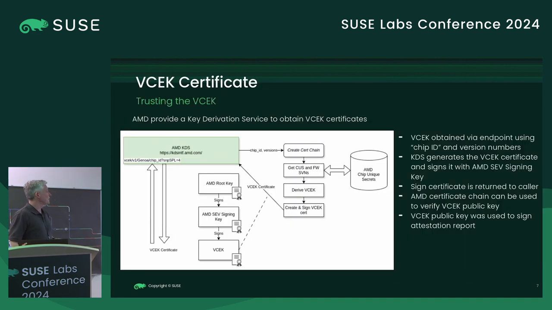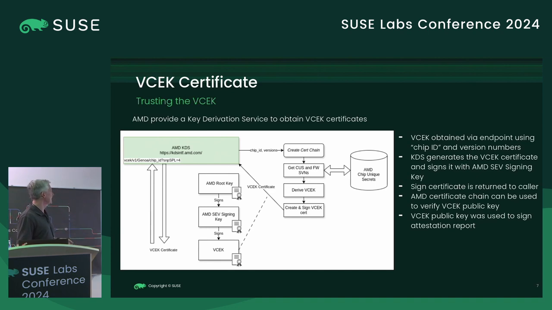So now we know we've got a version key, we need to gain trust in that key. So AMD can tell us that. But it would be quite expensive if every time we wanted to check whether an attestation report is valid, we send that attestation report off to AMD and they say, yes, that's valid, or no, it's not. So they provide an infrastructure to be able to delegate that task. And they do that through generating certificates.